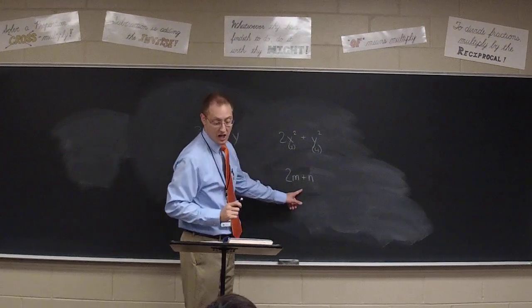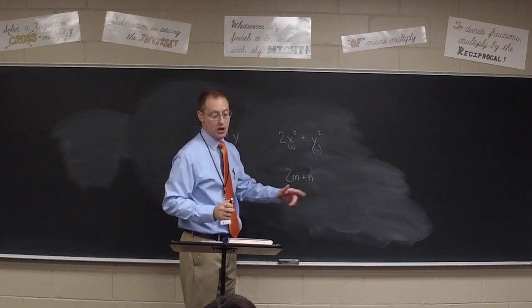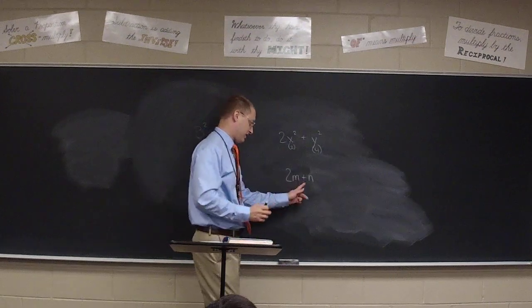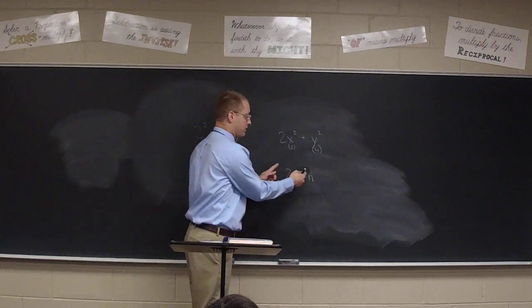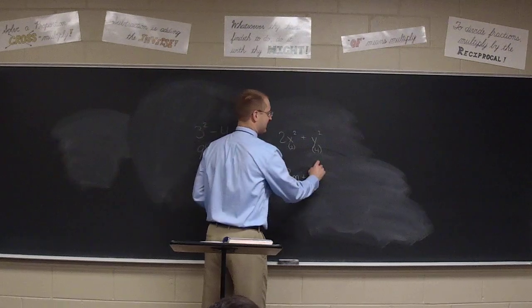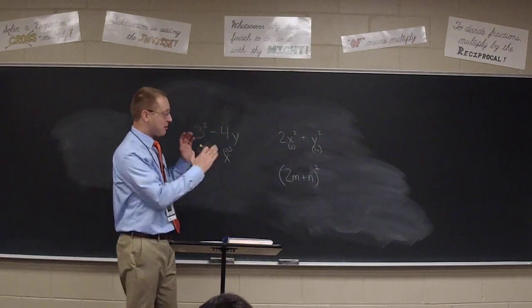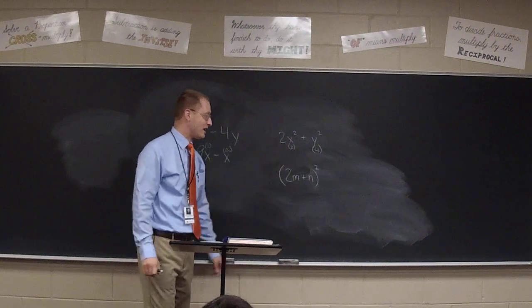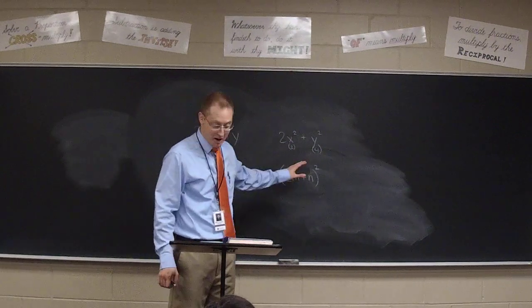Okay, that's the sum of 2m and n, but it wanted the square of the sum of 2m and n. How would I show the square of this sum? Put it in parentheses and put a little squared outside, a raised exponent of 2 there.